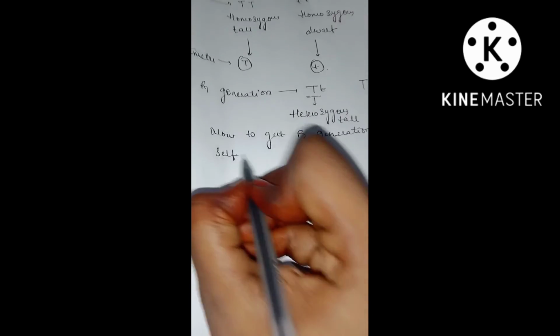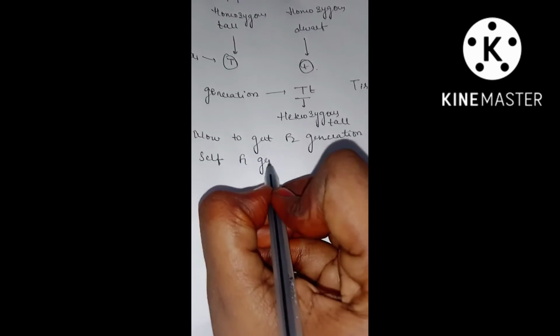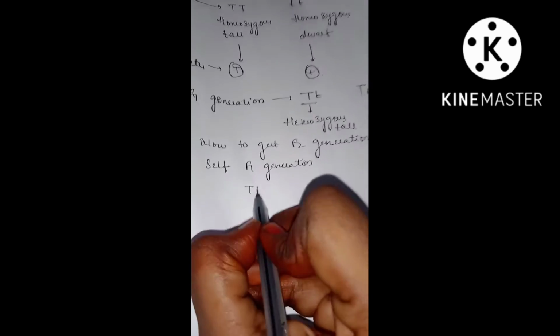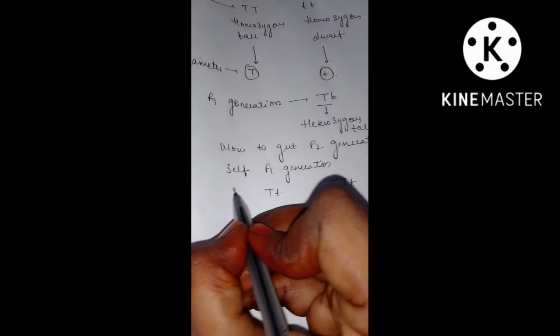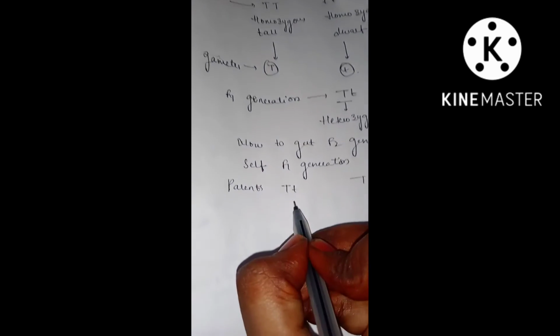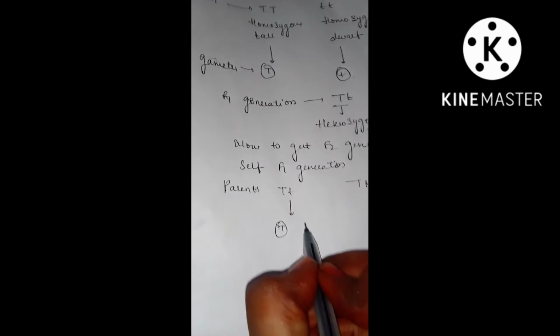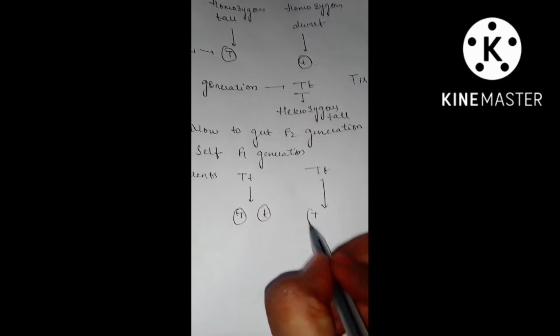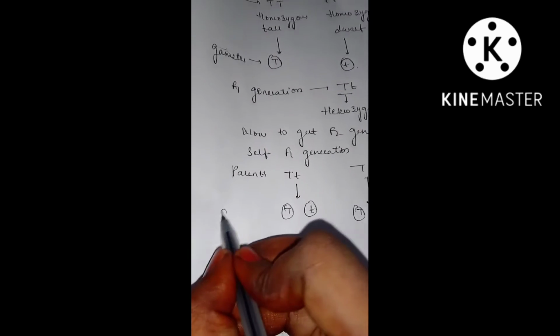Now here we are taking the parents of the F1 generation, capital T small t and capital T small t. These both are in heterozygous condition, so we are getting two types of gametes from both the parents. One is capital T and another one is small t. As the parents are heterozygous, we are getting two gametes.